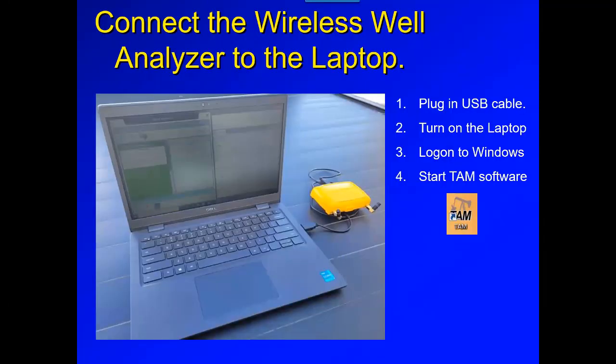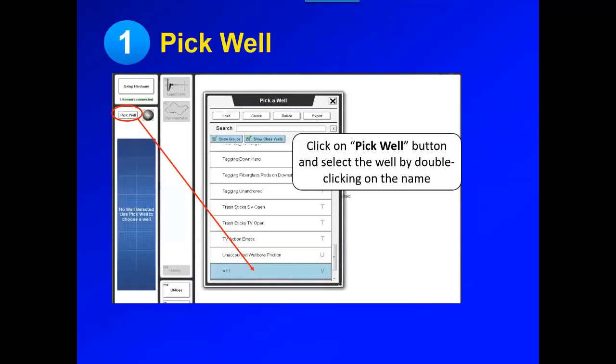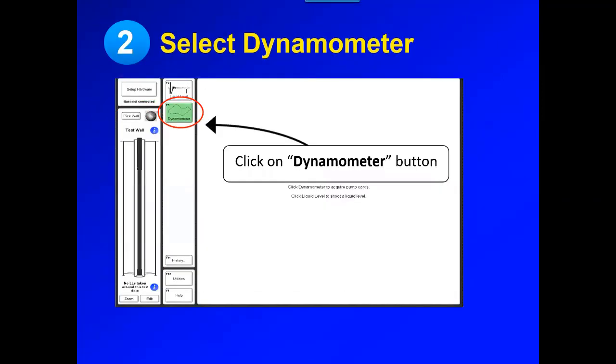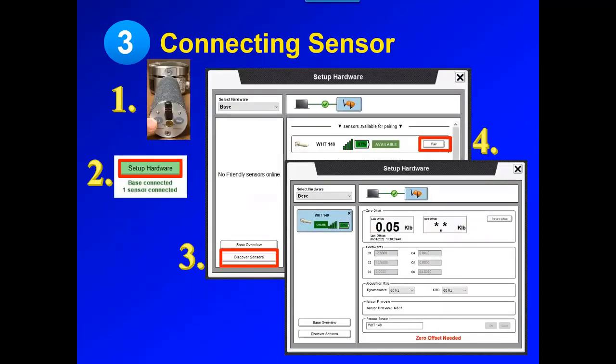So very similar, the same setup as you do with any sensors. Going to plug in the USB cable, going to start the TAM software and pick a well, select dynamometer, and then we're going to connect the sensors utilizing the same steps and procedure that we use with the wireless PRT. Now, we're going to do this in just a little bit, okay?